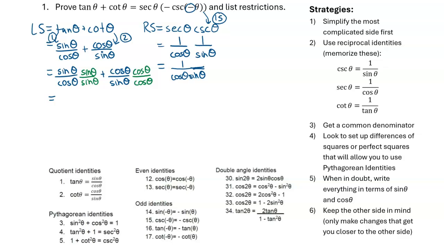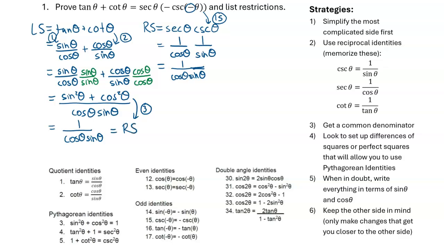So what this gives me on the left is sine times sine, which gives me sine squared theta. And the other fraction is cos times cos, which gives me cos squared theta. Because they're both over the same thing, we can write this as over cos theta sine theta. And that's very similar now to the right side. You'll notice, hopefully, that identity 3 brings that together. If we use identity 3, sine squared theta plus cos squared theta equals 1, now we have 1 over cos theta times sine theta, and that is equal to the right side. We have proven that identity.